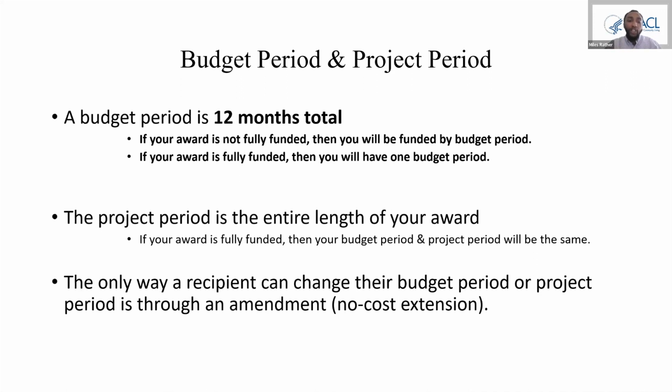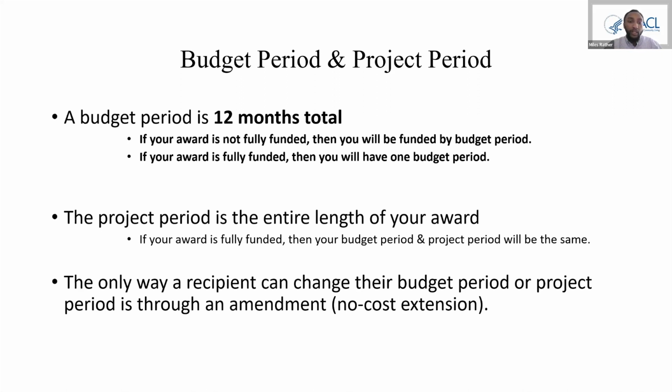Now let's talk about your project period. A project period is the entire duration of your award. If we are using the example from earlier, a 36-month project period not fully funded, your project period would be July 1st, 2023 to June 30th, 2026, which encompasses those 3 years you will have that funding. If you ever receive a federal award that is fully funded, your project period start date and end date will be the same as your budget period start date and end date. Lastly, the only way a recipient can change their organization's budget period end date or project period end date is through an NCE, also known as a no-cost extension, which we will go over soon.